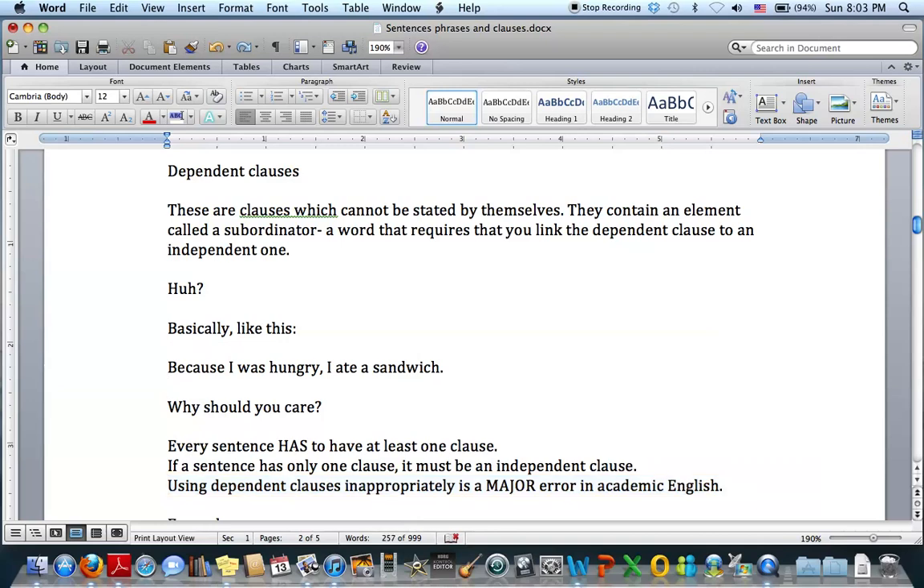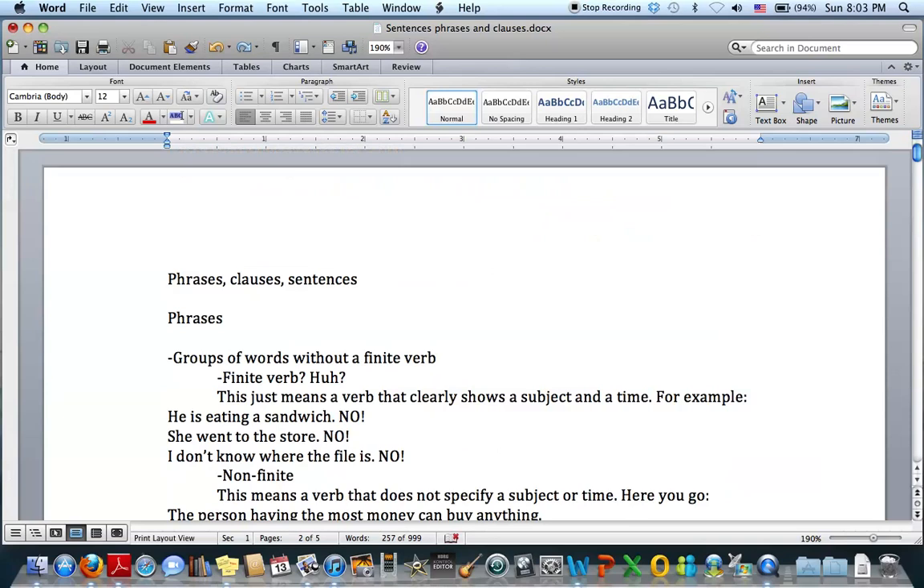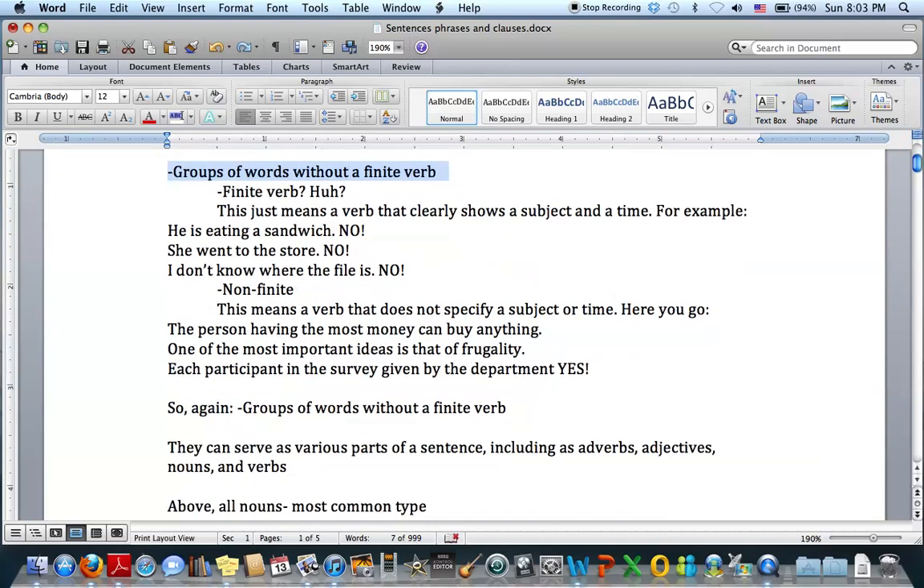Okay, so let's take a look at what we've talked about so far. Phrases. Phrases are groups of words without a finite verb. We had a couple of examples here. The person having the most money. That was one. Here's another one. One of the most important ideas. Here's another one. Each participant in the survey given by the department. These were examples of phrases because they don't have finite verbs and they don't have clear subjects. Easy enough.